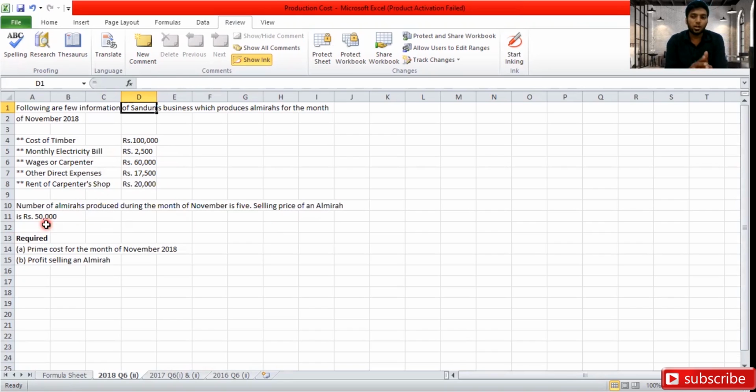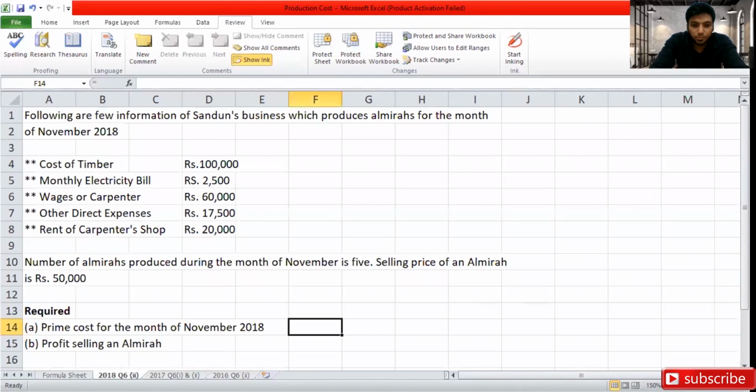To do this, you can't only memorize the formulas, you need to have a logical mind to think. And understanding with a logical mind is very important to score in this area. So required prime cost for the month. You already know prime cost means direct. I'll remind you again what the things are. I'm going to do this sum with you guys. How is the prime cost made?